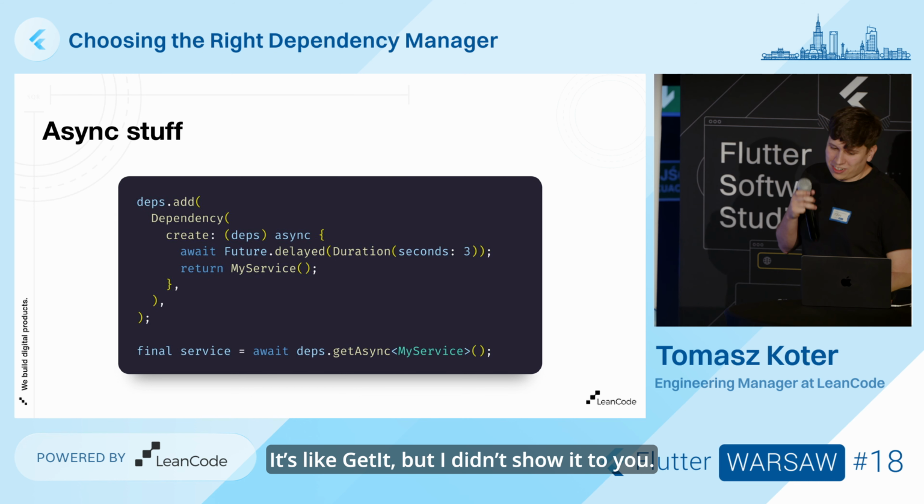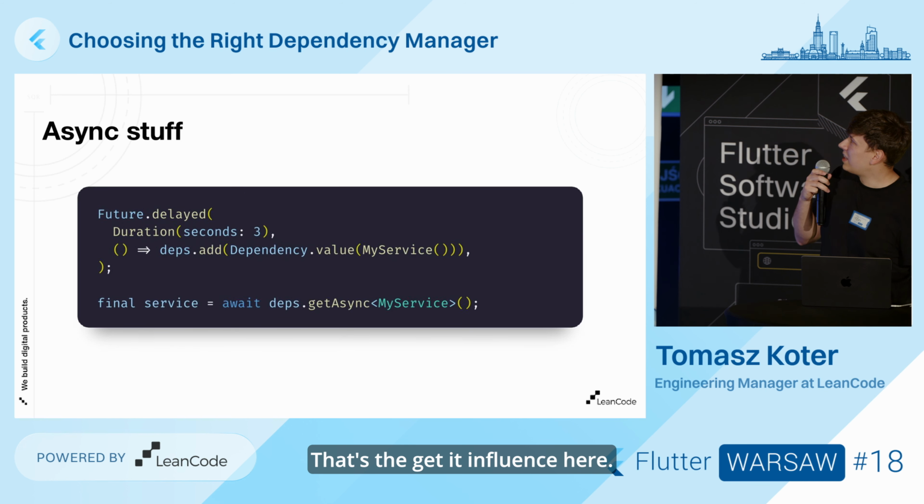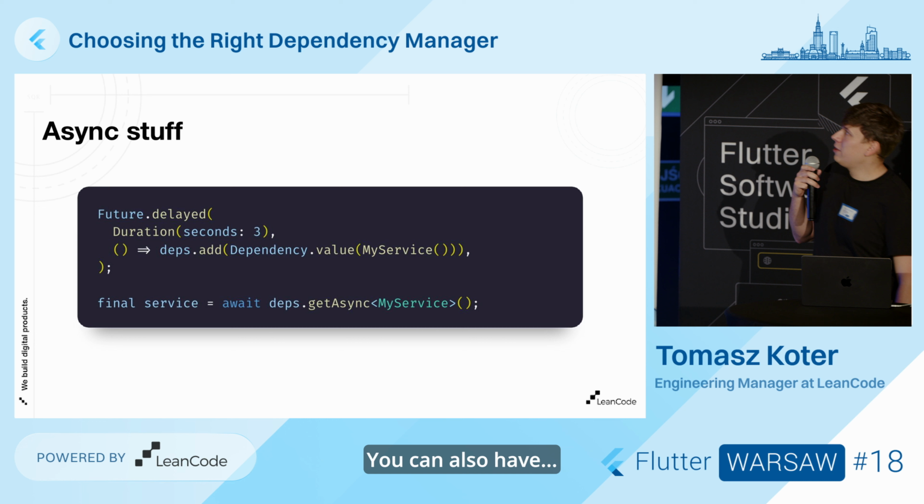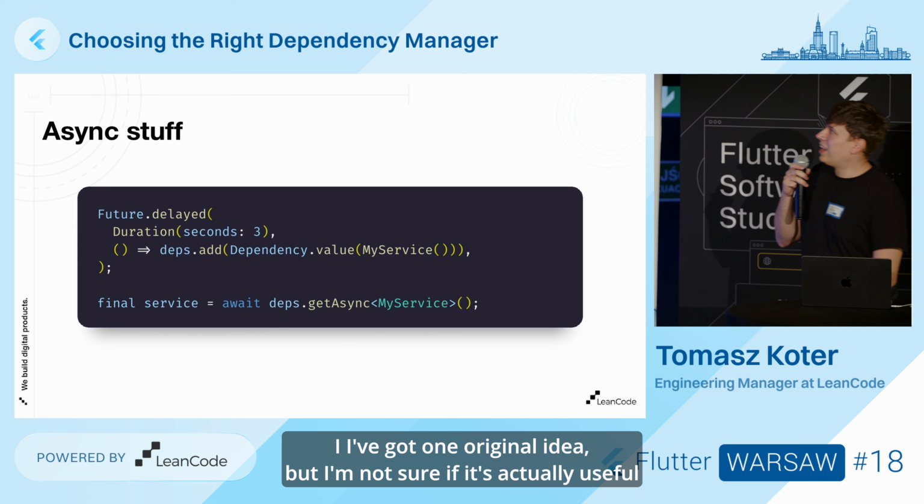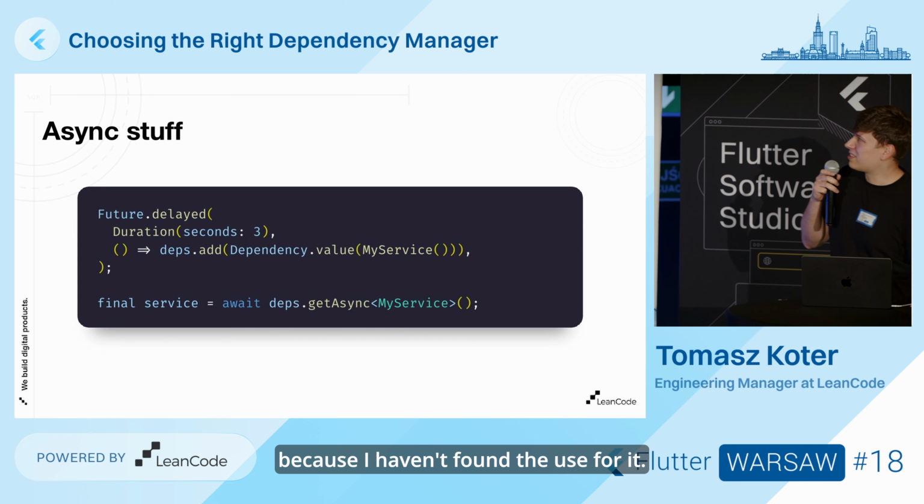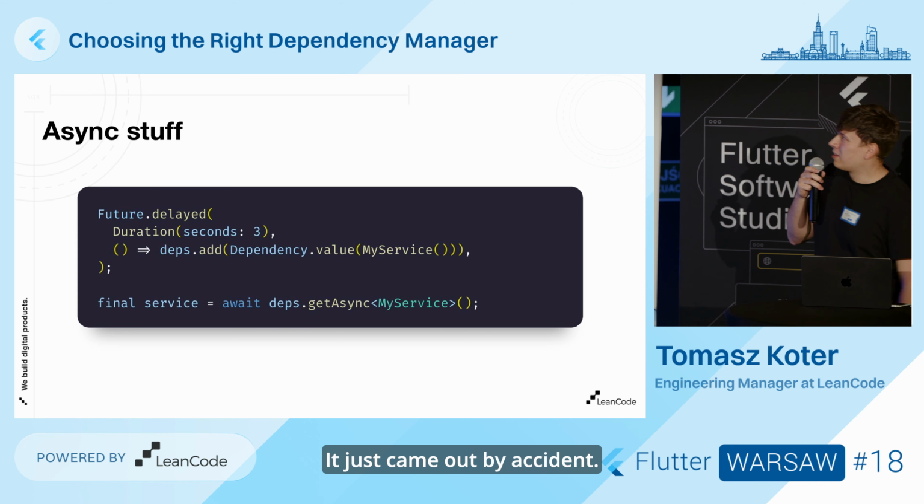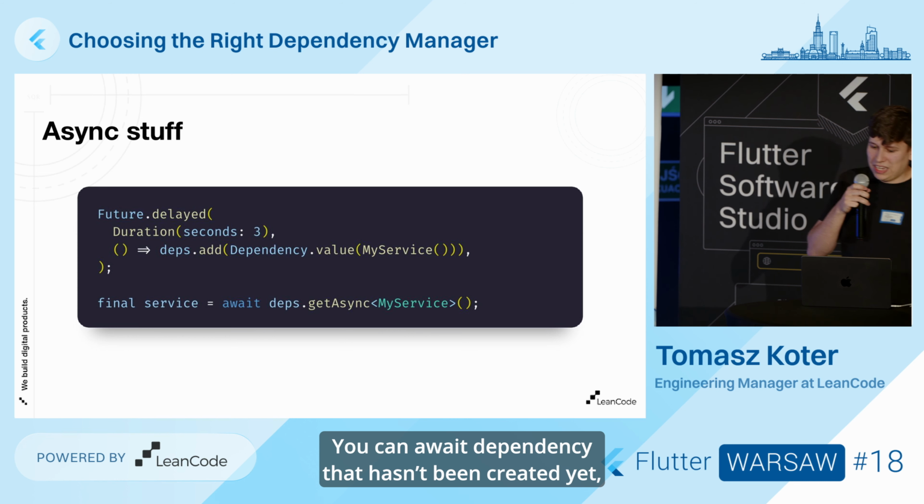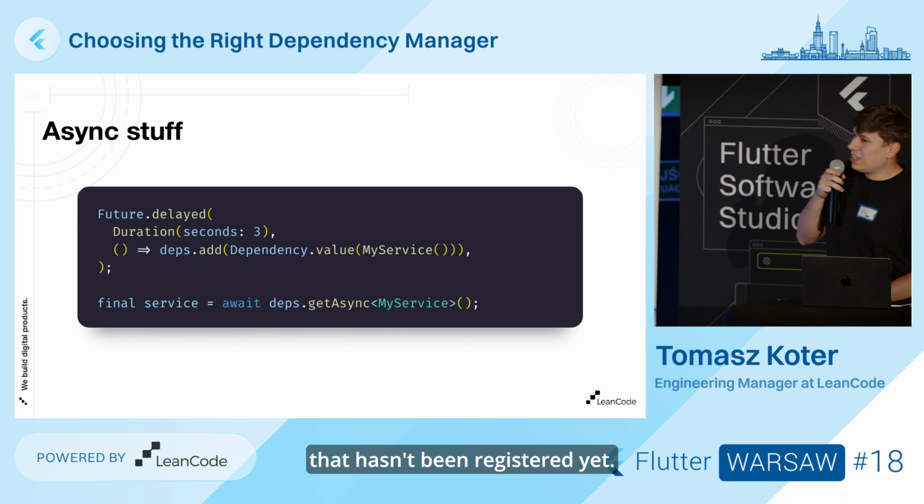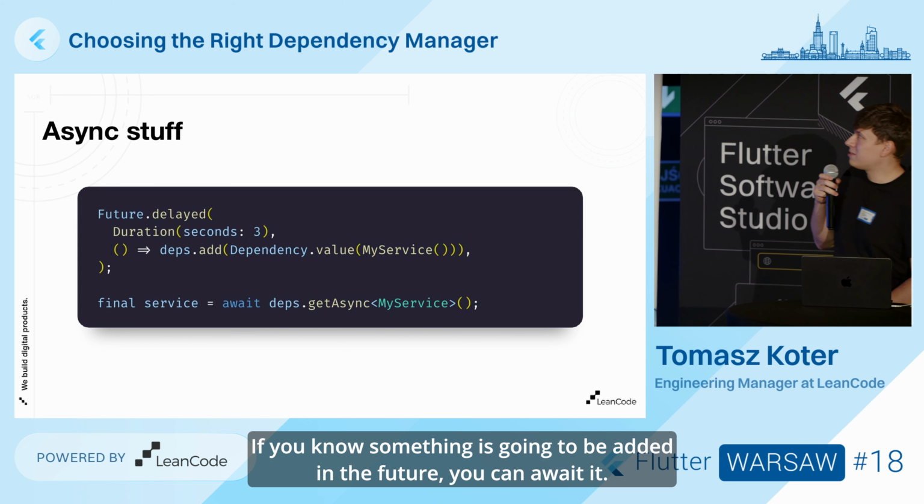It's kind of like GetIt, but I didn't show it to you. So yeah, that's the GetIt influence here. You can also have, well, this one is original actually. So I've got one original idea, but I'm not sure if it's actually useful because I haven't found a use for it. It just came out by accident. So you can await a dependency that hasn't been created yet, that hasn't been registered yet. So if you know something's going to be added in the future, you can await it.